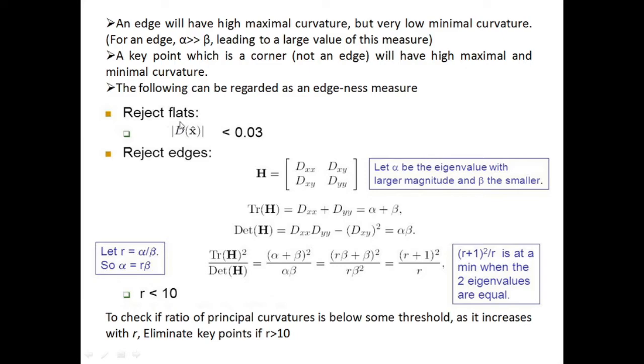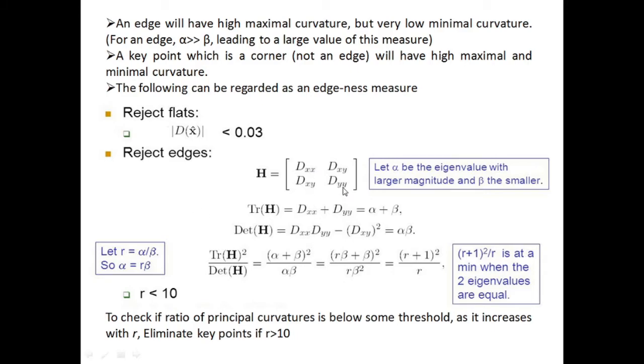So how to filter out the key points which are residing on the edges? The following can be regarded as an edgeness measure. So reject edges. This is my Hessian matrix: dxx, dxy, dxy, dyy of the difference of Gaussian, that is the partial derivative with respect to x, and the partial derivative with respect to y. Let alpha be the eigenvalue with larger magnitude and beta the smaller. Of course, this is the defining condition for your edge, right?